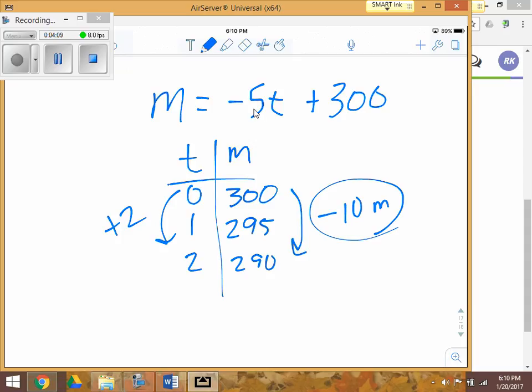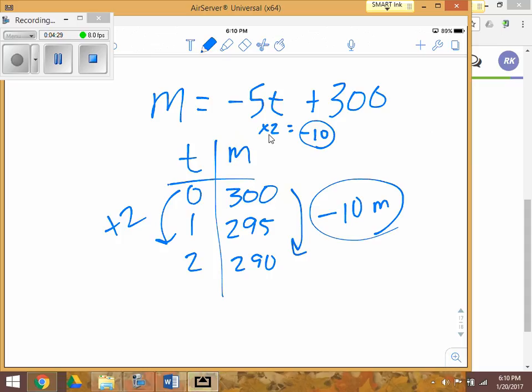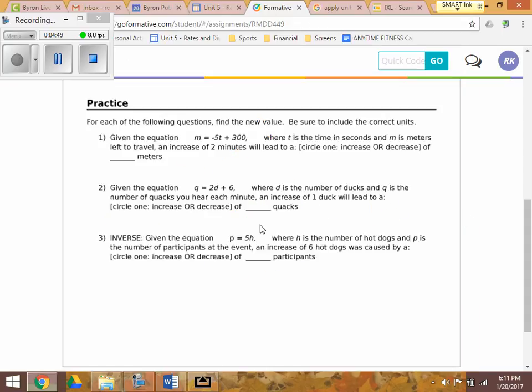Now, what's interesting again is if I take this and I go -5 times 2, that will give us the -10 that we're looking for. So this is our variable right here, and since we are looking for an increase of 2 seconds, we're just going to plug 2 in there. -5 times 2 is -10, and that ended up being our answer. But the table helps us to see that by plugging numbers in and getting numbers out, and then it helps us analyze what's happening. But our answer is a decrease of 10 meters.